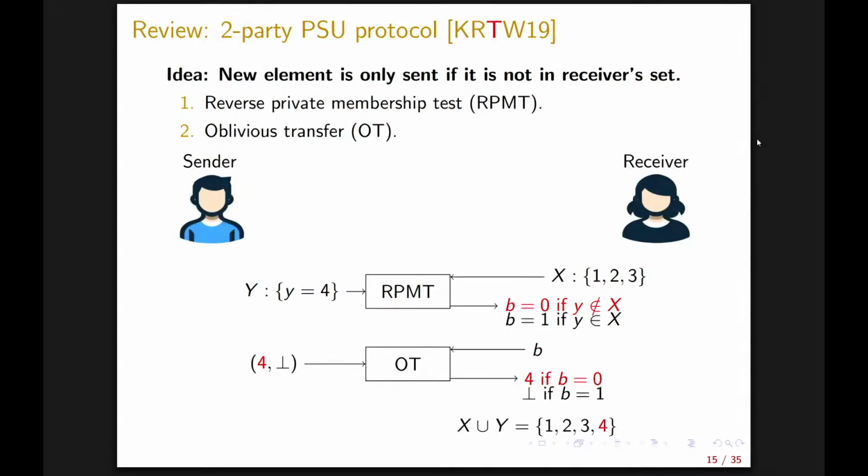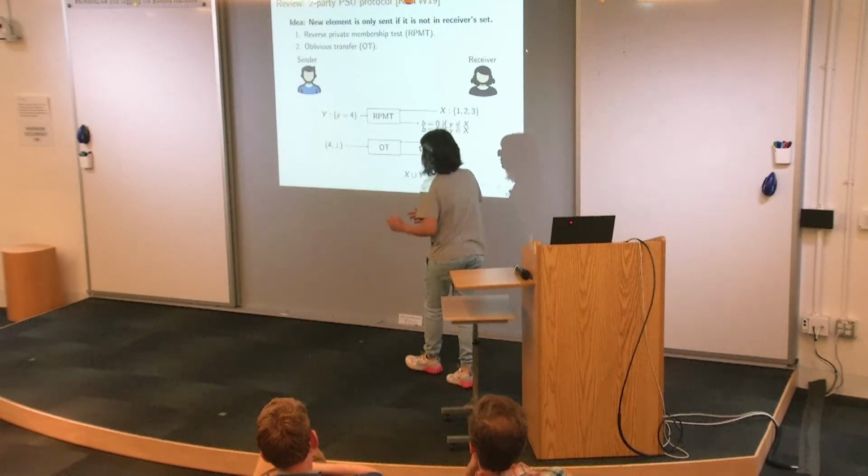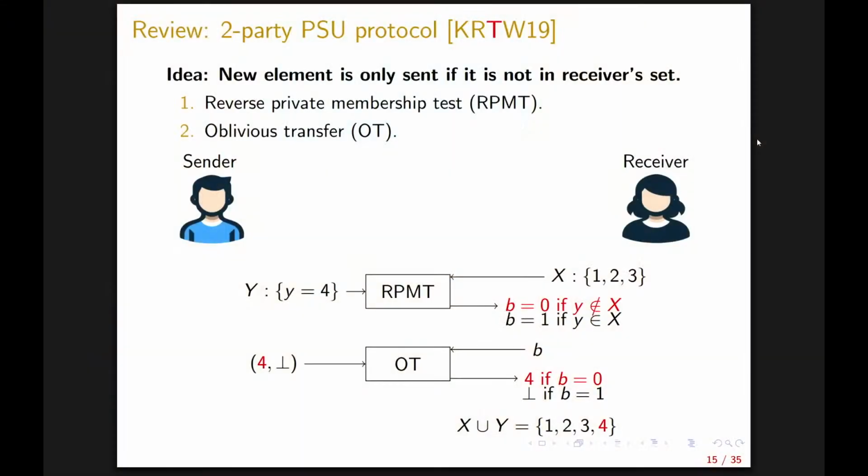Let's say number 4, you receive a bit b equal to 0 because y does not belong to x, right? Isn't that already too much information revealed to the receiver? I'm sorry. The b equals 0 or b equals 1? Yeah, but you can simulate it from the output, right? Yeah, this is a very good question. Let's say I have 4 and 1, 2, 3. From the output, I will have 1, 2, 3, 4. You assume that you learn the size of the other party's set? Yeah, you learn the size, yes.